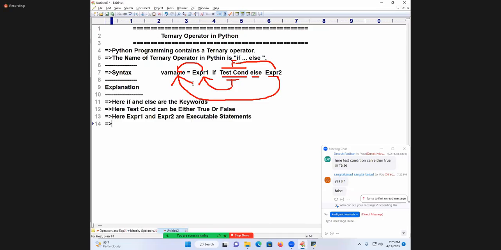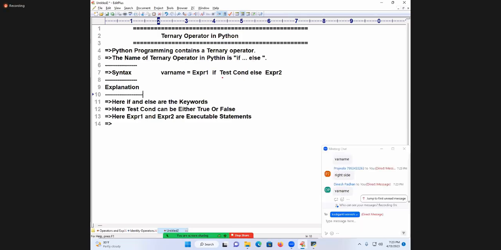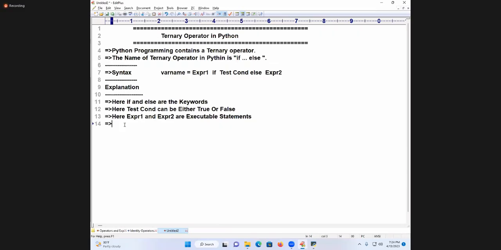Once again, if test condition, here onwards, very good programming will start. If you don't practice, it's very difficult to continue the classes. If the test condition is true, PVM will go to expression 1, evaluated and stored in the left side variable. If the test condition is false, evaluate expression 2, which is written under else, kept in the variable name.